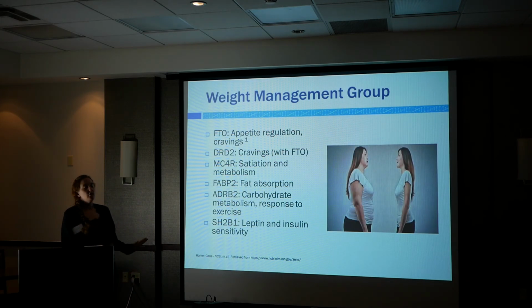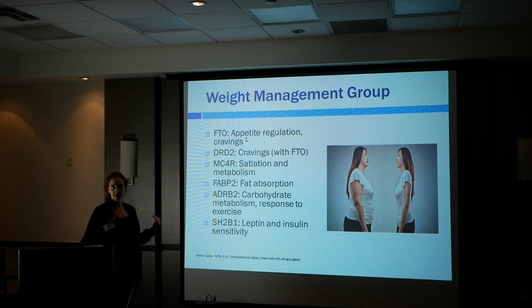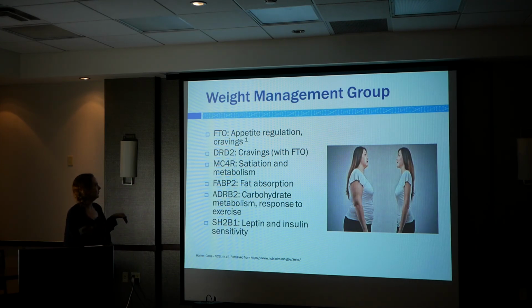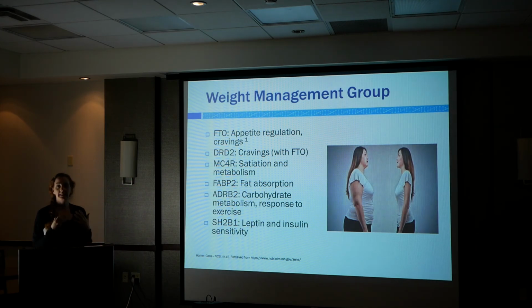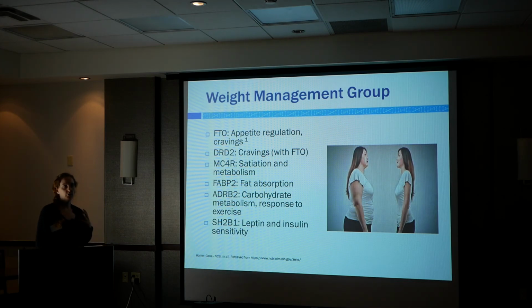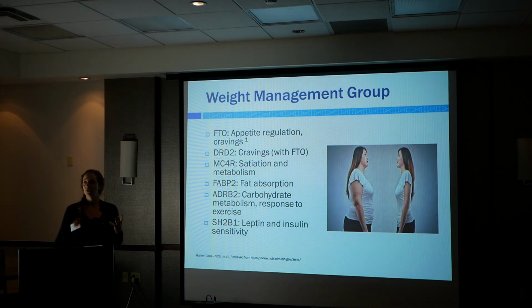Weight management. This is interesting because a lot of these genes overlap. They're each different individually, but a lot of these will overlap in their symptom picture. FTO is a big one. This one is one of the most well-researched genes of obesity. It has to do with appetite regulation and cravings. So it will increase your cravings for food. You'll feel hungry all the time.